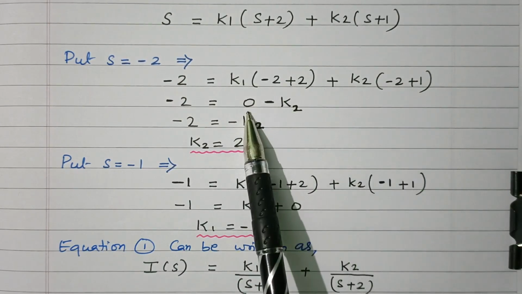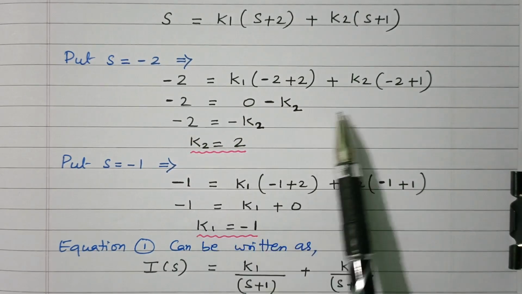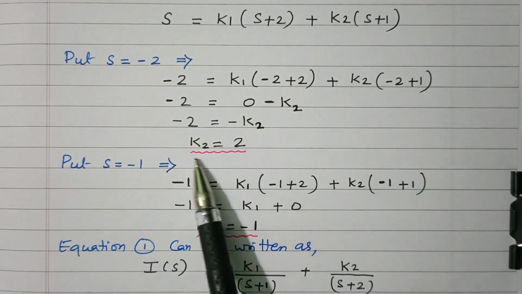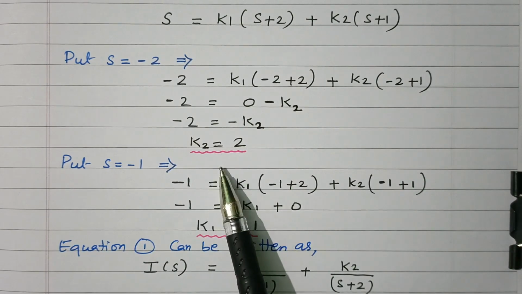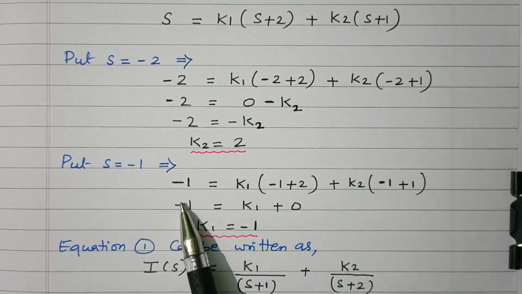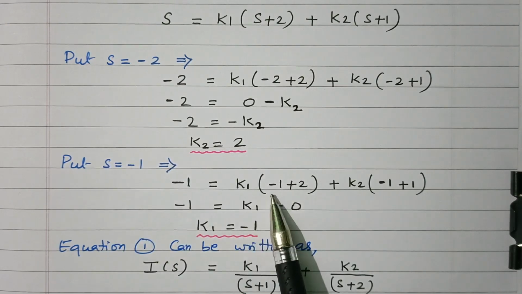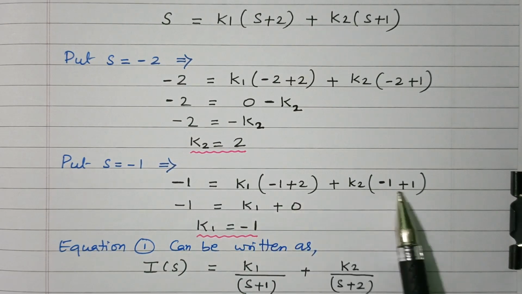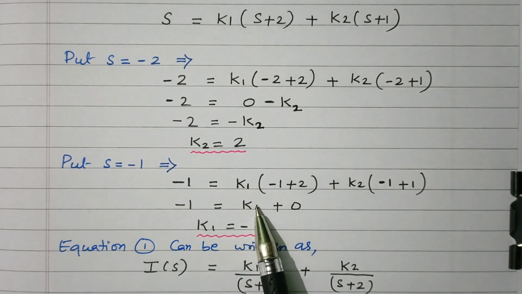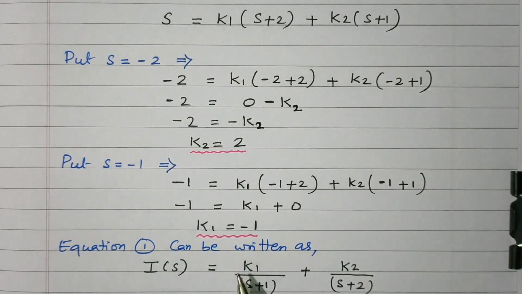So this term is 0. So minus 2 equals minus 2 plus 1, which is minus 1, times k2. So k2 equals 2. Now we have calculated the value of k2. Now substitute s equal to minus 1. Minus 1 equals k1 into minus 1 plus 2, plus k2 into minus 1 plus 1. Thus this term is 0. So minus 1 equals k1, so k1 equals minus 1.